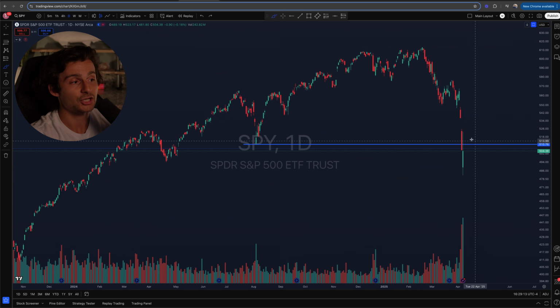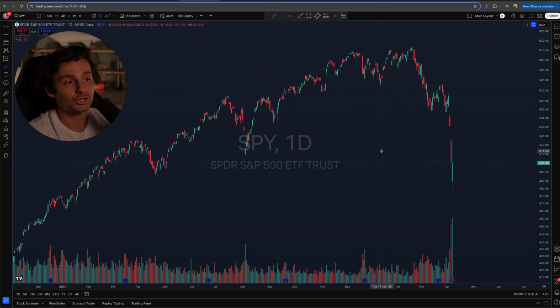We didn't have a big reaction where price came to it and then bounced massively. It didn't really matter. But there are other times where we have key levels on the chart, and price will respect them differently.